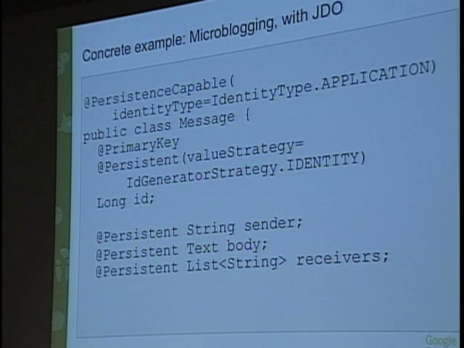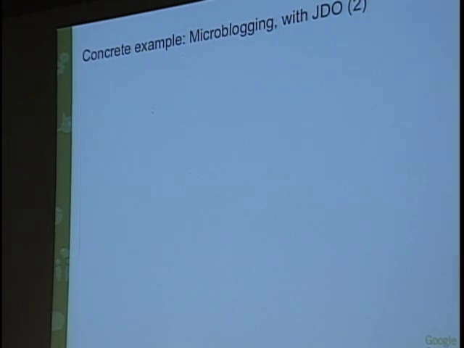This is the same as the previous slide, but now in Java instead of Python. And we create a list of receivers. This is our string list property from before. And that's it. That's our simple class, and we use the same query to access it.